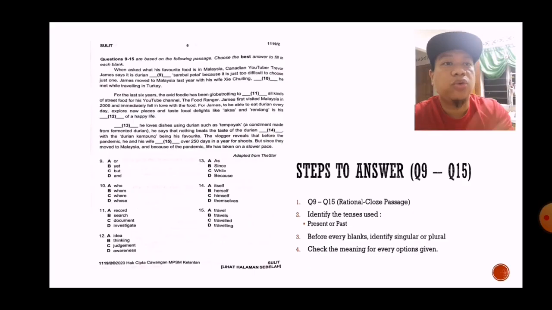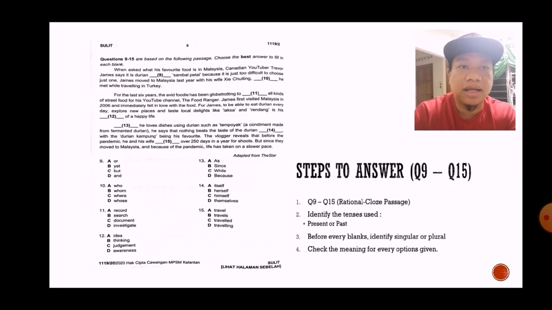Alright, so next we continue with the text first. For James to be able to eat durian every day, explore new places and taste local delights like laksa and rendang is his 12 of a happy life. Okay, let us look at option A. A is idea. Idea means idea. B, thinking. Thinking means berfikir.